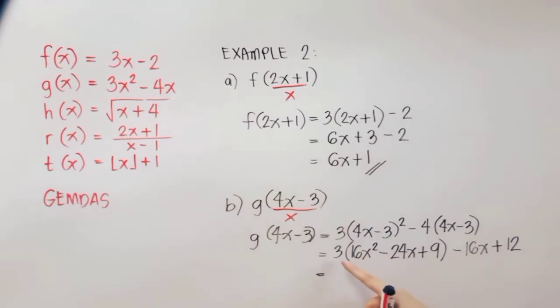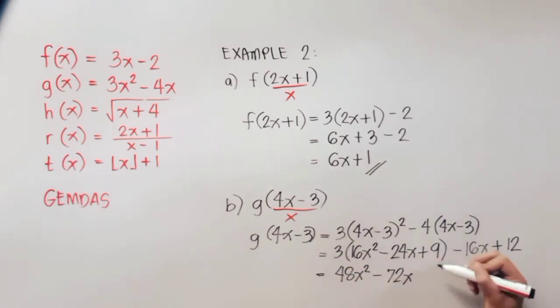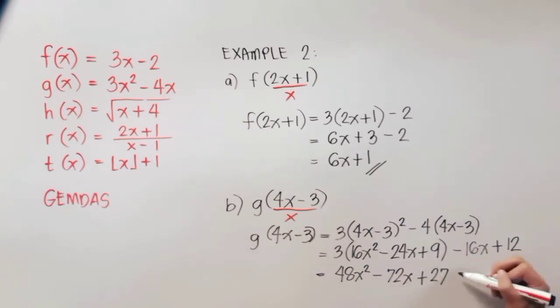Next is to distribute 3 on all terms here. So 3 times 16x squared, that is 48x squared. 3 times negative 24x, so that is negative 72x. And then 3 times 9, that is positive 27. And then copy these two terms here.